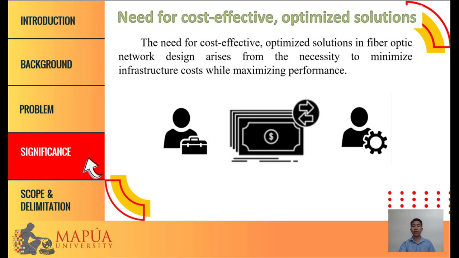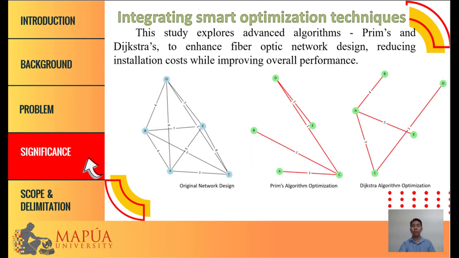The need for a cost-effective optimized solution in fiber optic network design arises from the necessity to minimize infrastructure cost while maximizing performance. Smart optimization methods help achieve this by utilizing advanced algorithms to reduce network deployment cost, improve resource utilization, and ensure scalability for future growth.